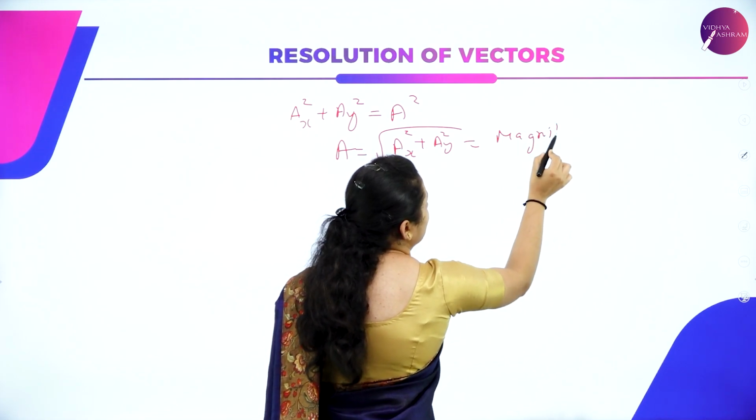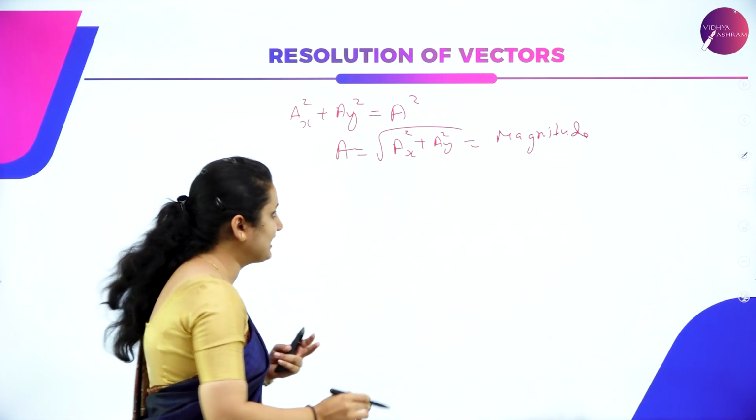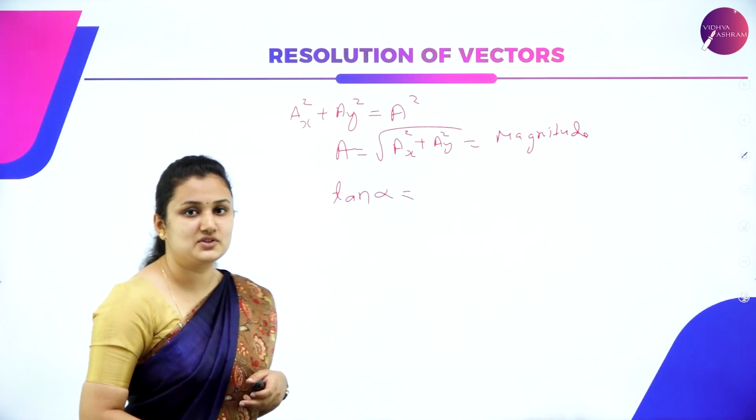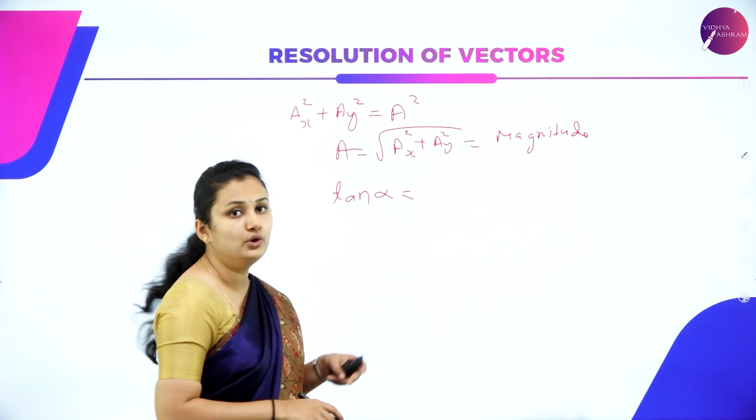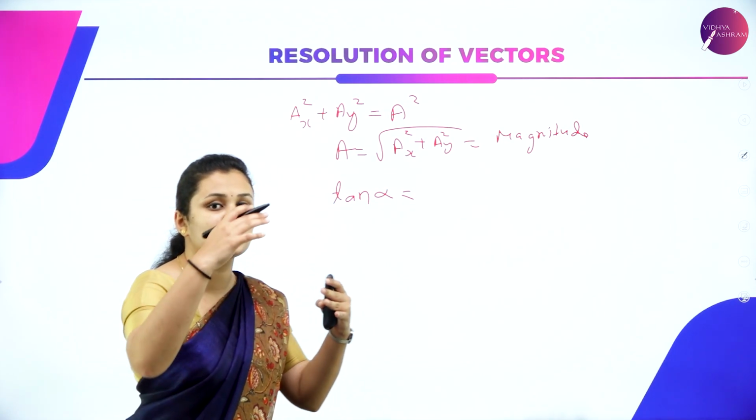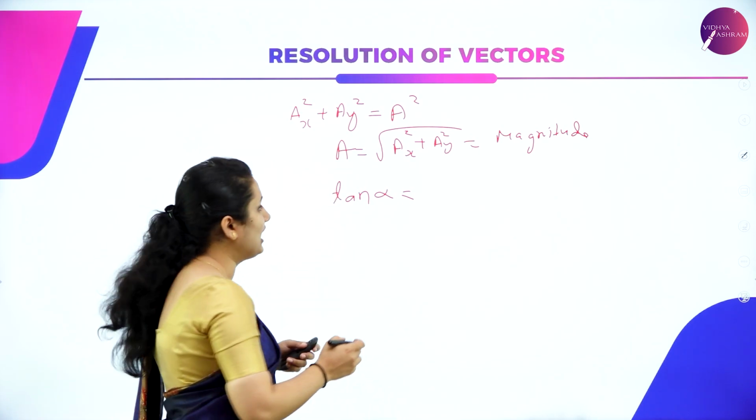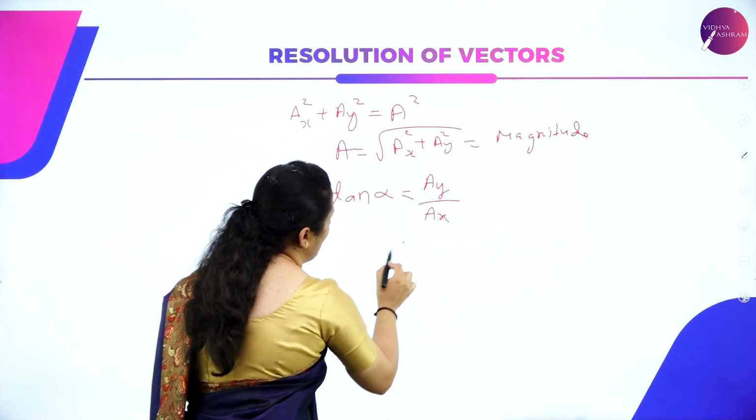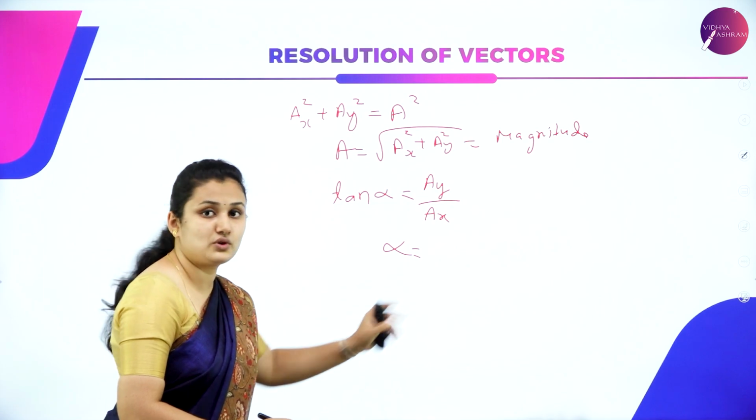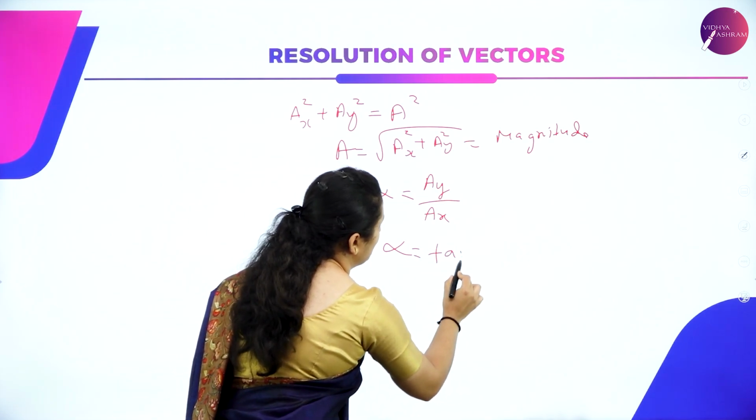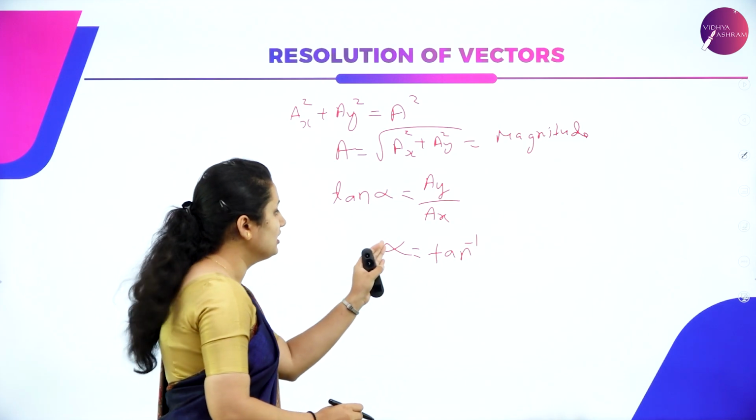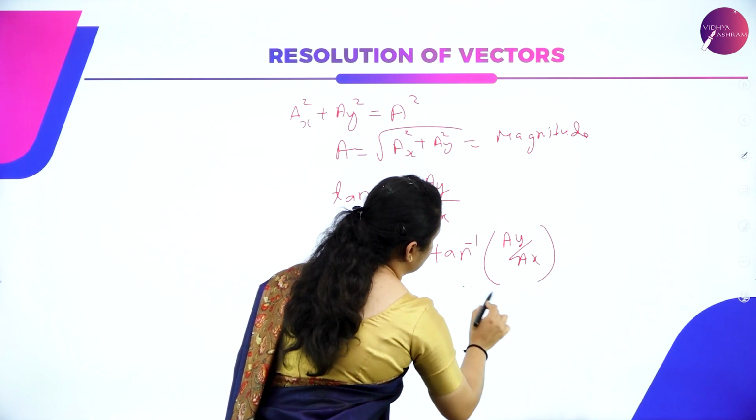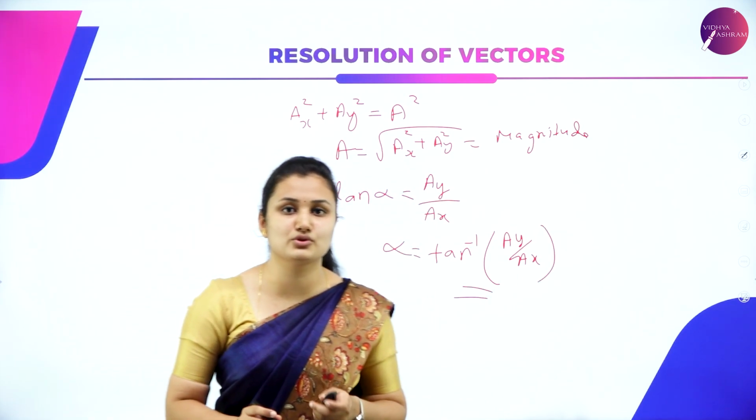So how will you find direction? Direction is given by tan alpha. Tan alpha is opposite by adjacent, as I have mentioned in the previous slide. Opposite is AY, adjacent is AX. So when I bring the tan to the RHS, alpha is equal to tan inverse of AY by AX. So this is the direction of resolution of vector.